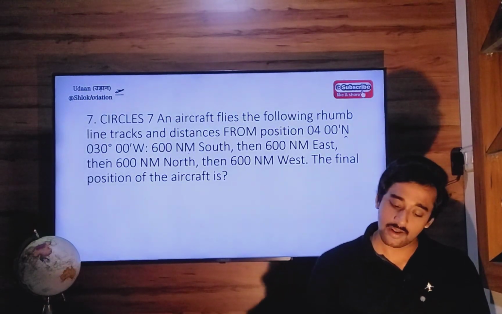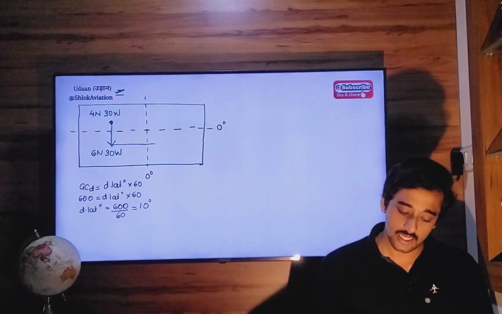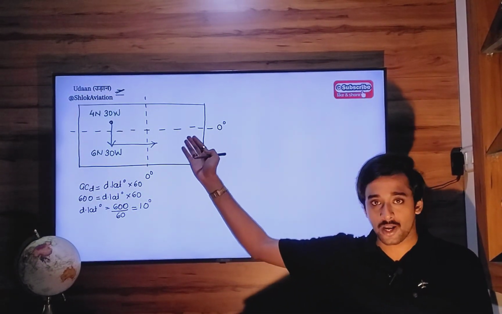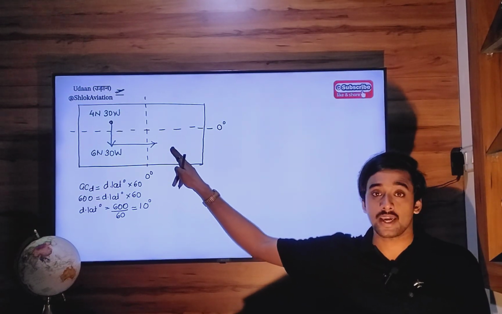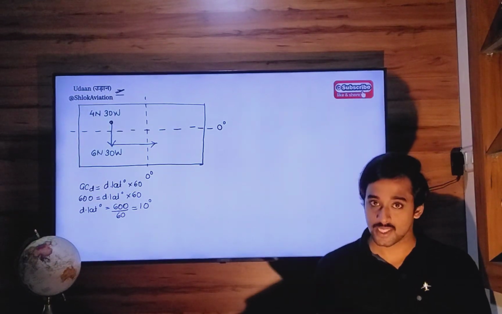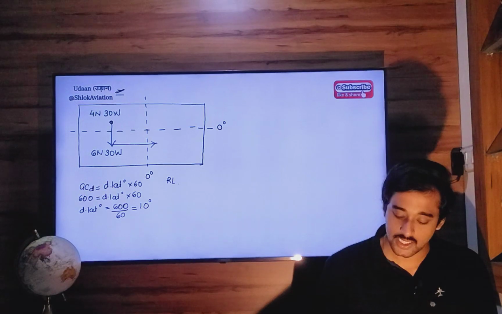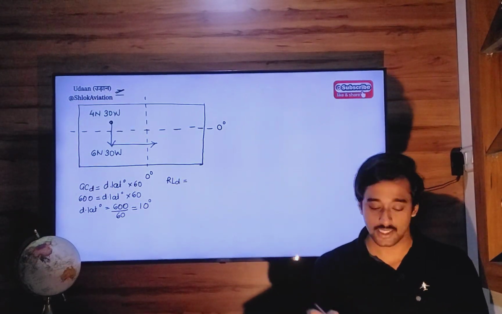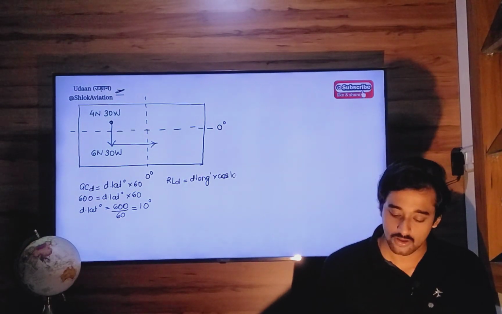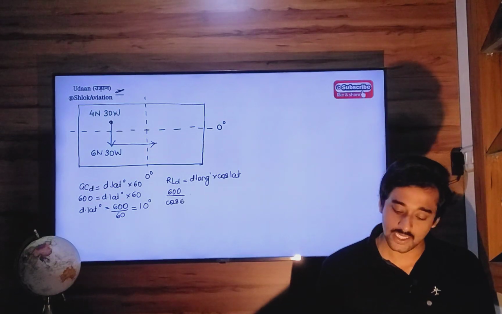From this position, you are traveling 600 nautical miles east. Okay, so you can stay in the western hemisphere or you can cross the prime meridian and end up in the east hemisphere. Let's find that out, whether we are going to stay in the same hemisphere or enter a new hemisphere. That will be a rhumb line distance when you follow a rhumb line track east or west. D long in terms of minutes into cos lat. 600 divided by cos lat, cos of 6 degrees.